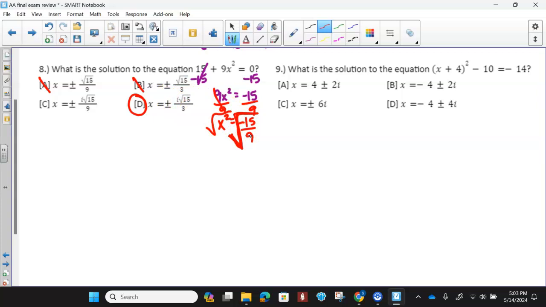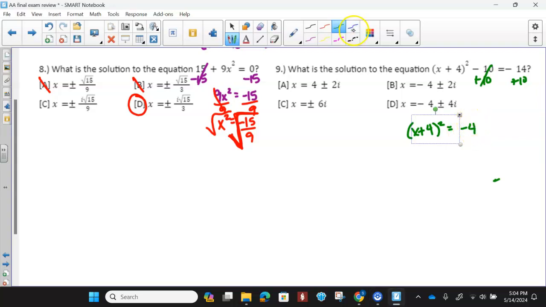Now, number 9, though, notice how we had this expression in parentheses. So this one's different. However, we have to get the parentheses by itself. See how we're subtracting 10? So what do we need to do first? Add the 10, right? So add the 10. So I'm going to bring this down here. So x plus 4 squared, it's being a little slow. Bring down, so x plus 4 squared is equal to negative 14 plus 10, which is negative 4.